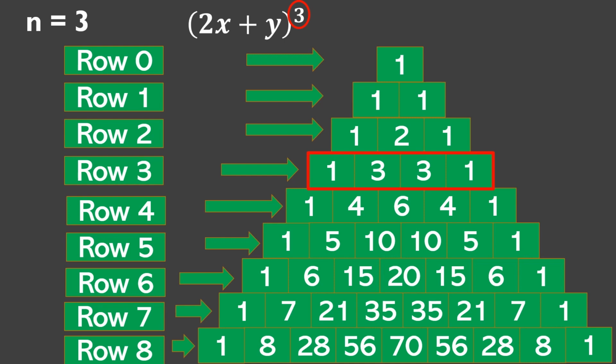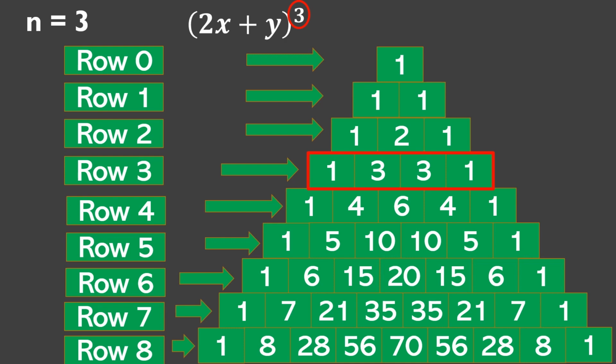For the purpose of this video, our interest is n equals 3 because our power is 3. The exponent we have there is 3. So we are more concerned about row 3. And what do we have in row 3? We have the coefficients of the expansion when n is 3.